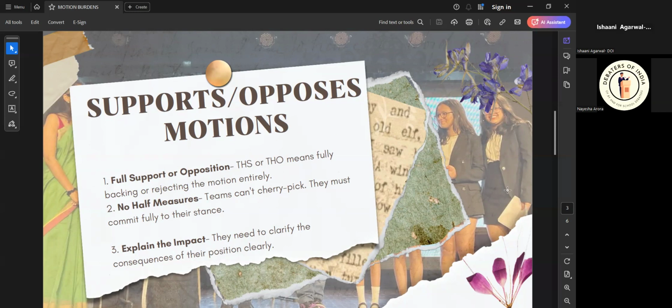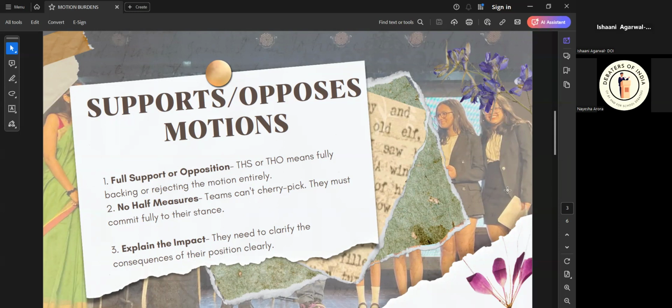Let's understand this through an example. For example, you have a motion: this house opposes the commercialization of culture and heritage. So, if you're prop and you're saying, yes, we oppose the commercialization of culture and heritage, you completely oppose it. That means that no particular cultural site, no heritage monument, etc., can be commercialized. You stick completely to opposing the commercialization.